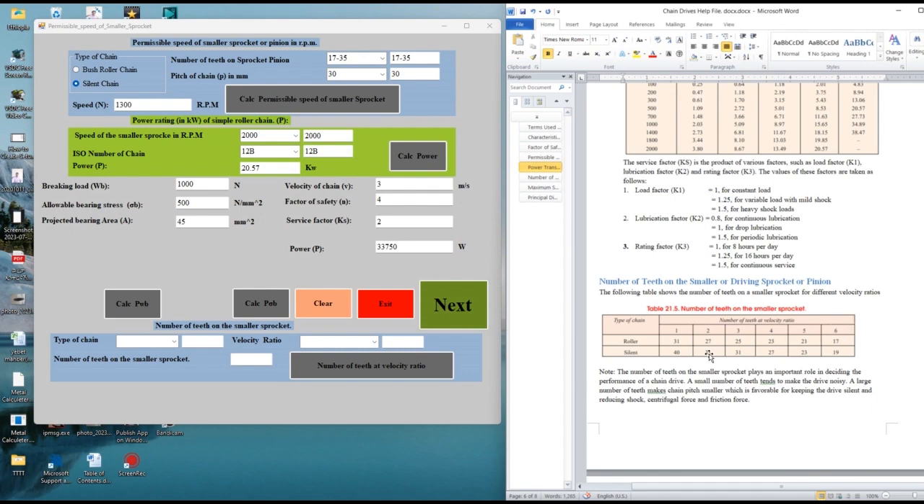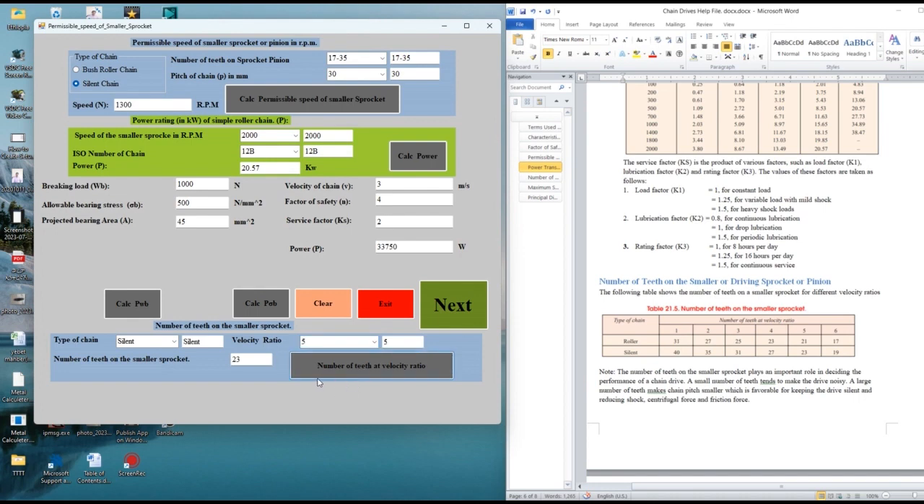Here the type of chain, roller or silent, is one parameter. The other is the velocity ratio. Here we can select the type of chain. It may be roller chain or it may be silent chain, and then also select the velocity ratio here. You see, these are the values of the velocity ratio.